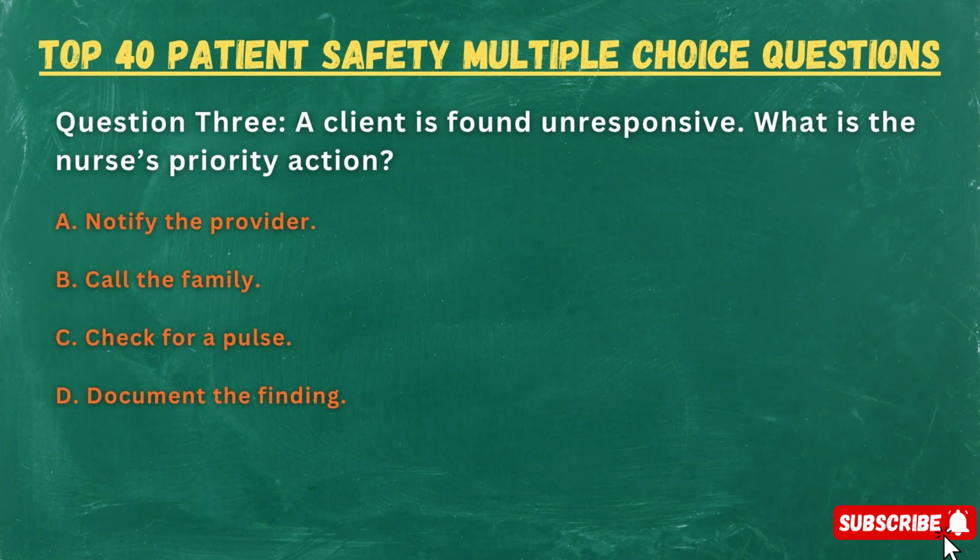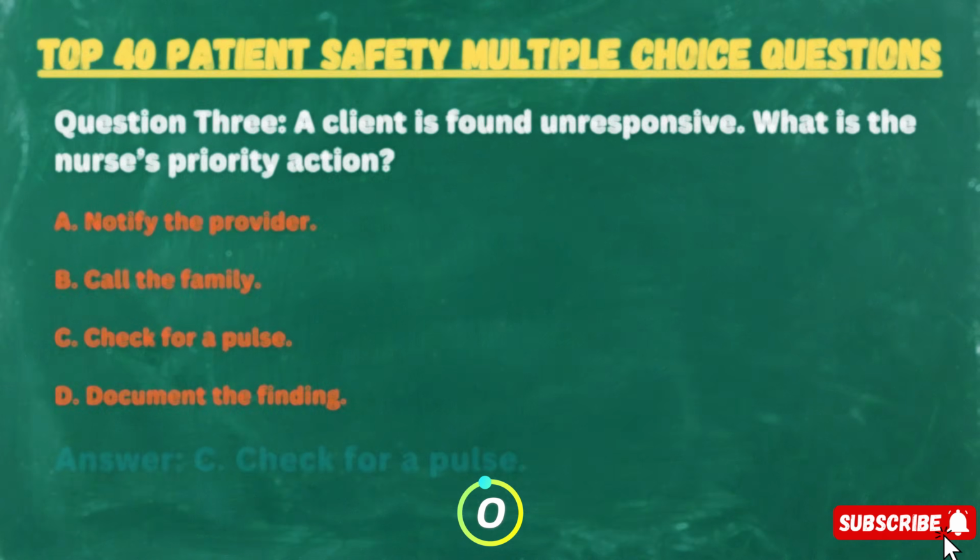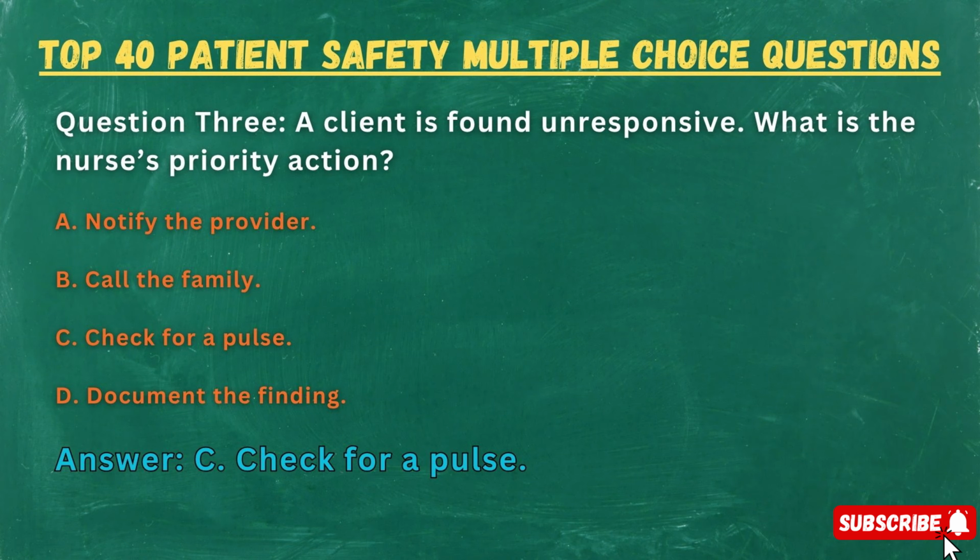Question 3. A client is found unresponsive. What is the nurse's priority action? A. Notify the provider. B. Call the family. C. Check for a pulse. D. Document the finding. Answer. C. Check for a pulse.